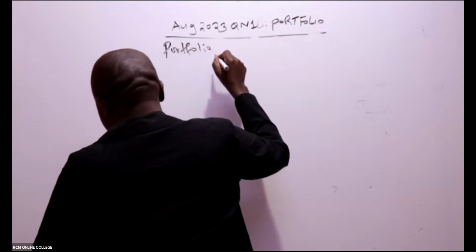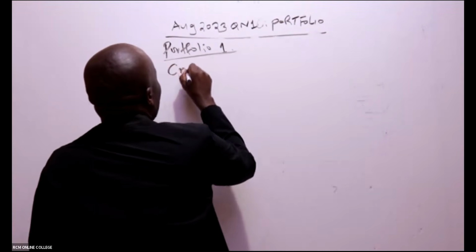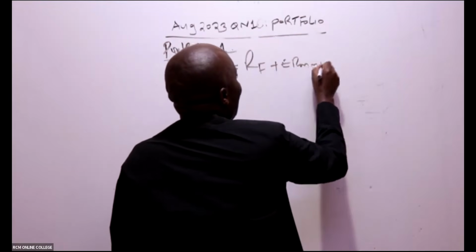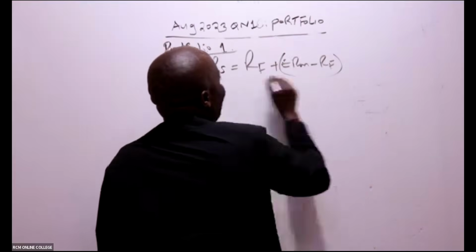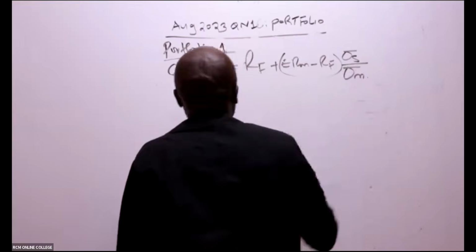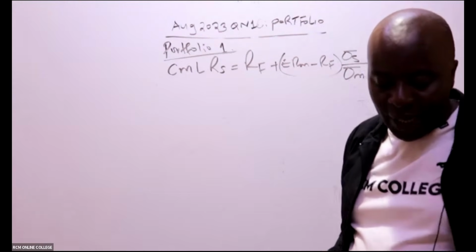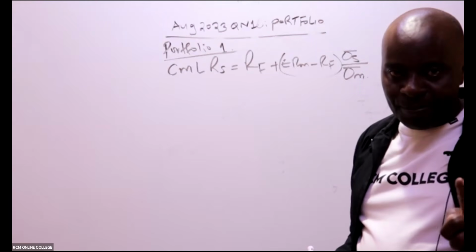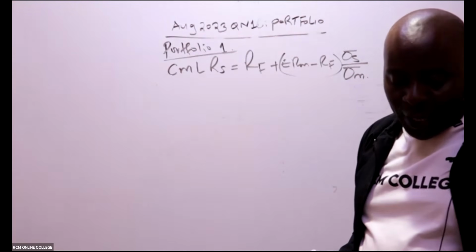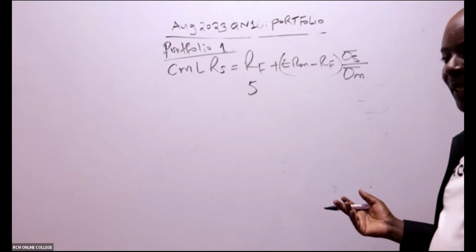So for portfolio 1, we have our CML returns, which are risk-free, plus ERM minus risk-free. And because these are CMLs, we have the standard deviation of our portfolio 1 divided by the standard deviation of the market. In this question, are you able to see the risk-free return? Just before required, they are giving us the risk-free return to be 5. You can decide to leave out the percentages.